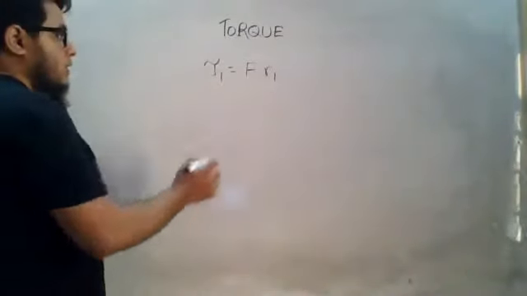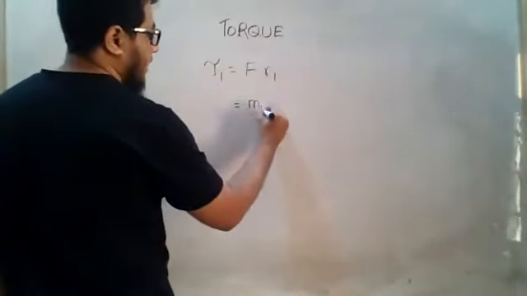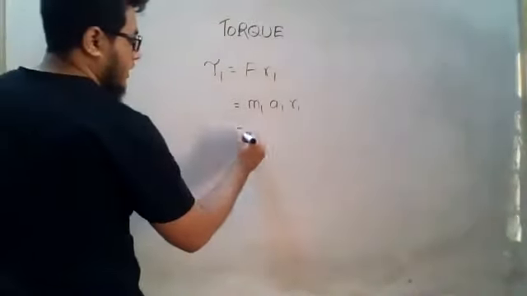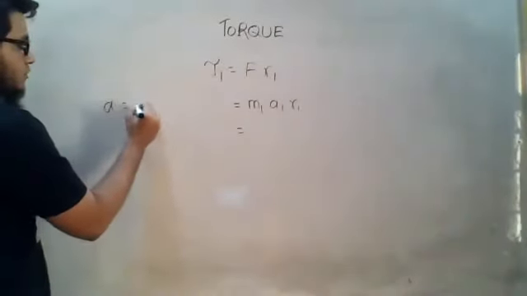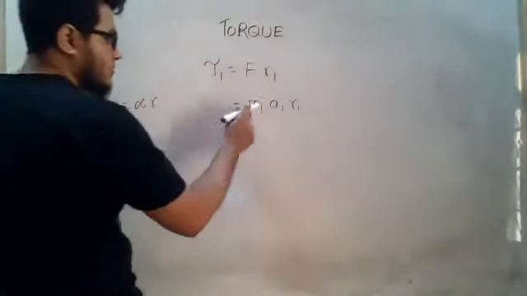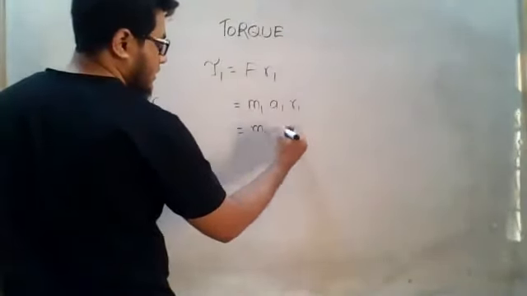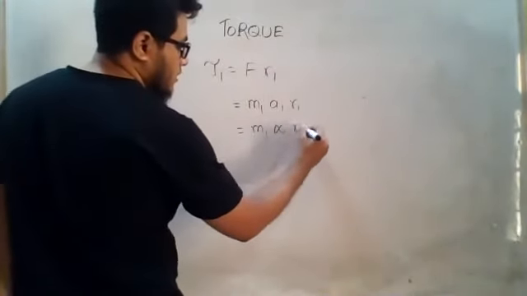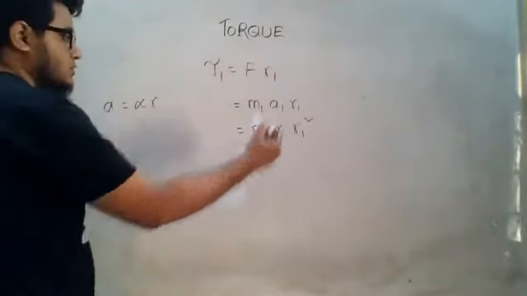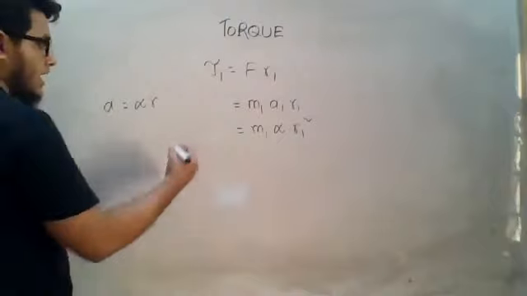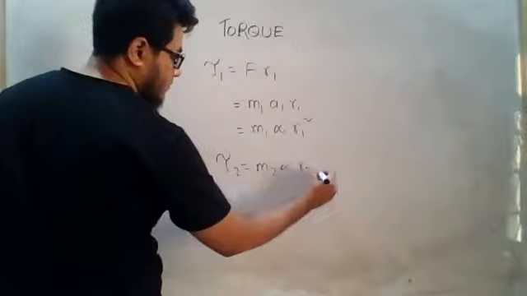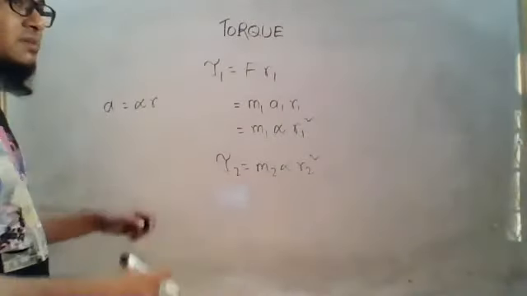Now we know that F is equal to M1 A1. And from dynamics we know that A is equal to R alpha. If I replace the value here, it will be M1 alpha into R1 square, because one R1 comes from here and another R1 is already there. Like that I can get the torque for the second particle also.